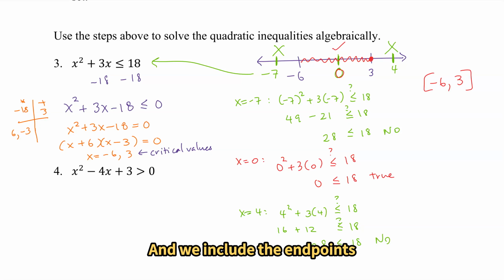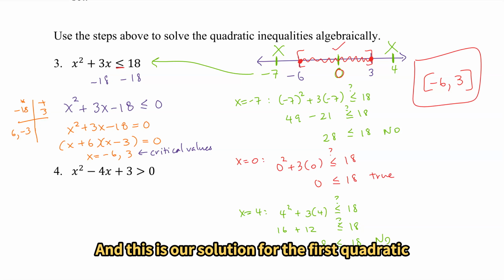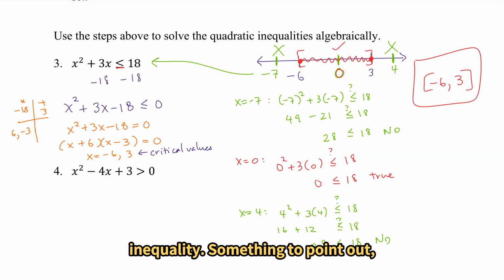And we include the endpoints because we have that equal sign. So another way to include the endpoints is to use brackets. And this is our solution for the first quadratic inequality.